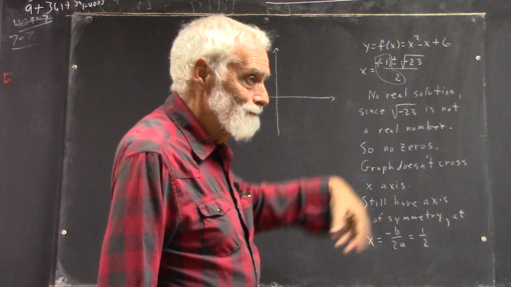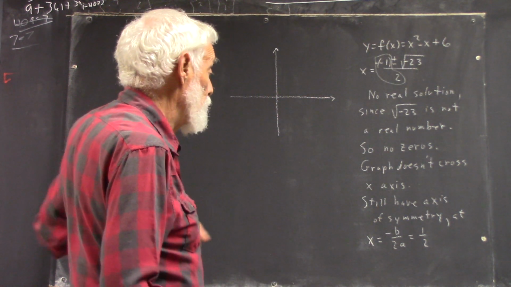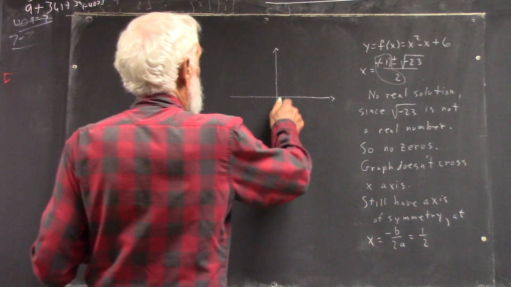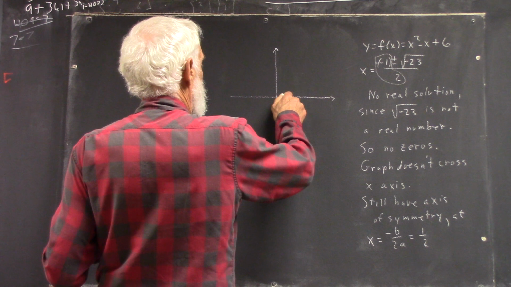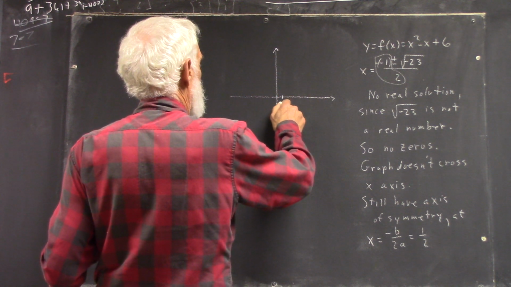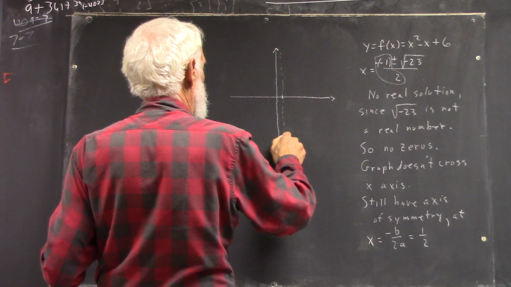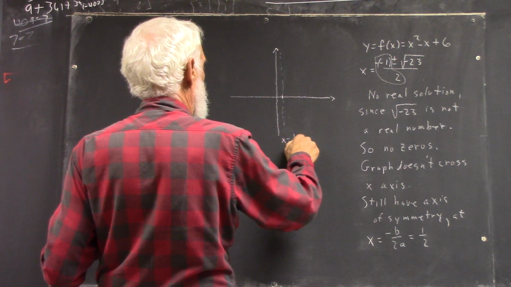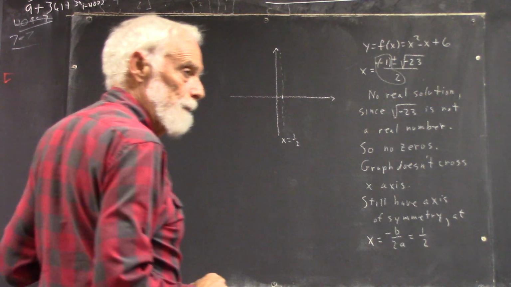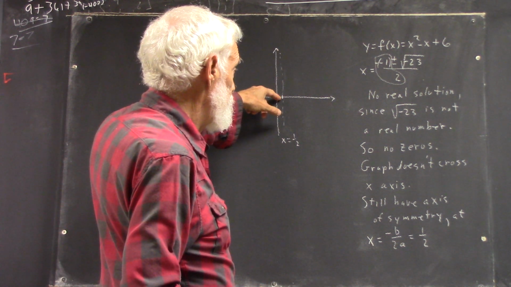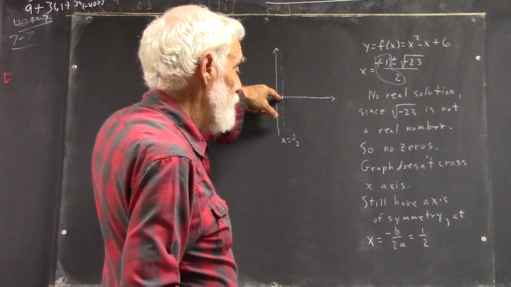That's where things are in the formula. That's your axis of symmetry. So we have at, let's say, x equals 1/2. Okay? We got this axis of symmetry.